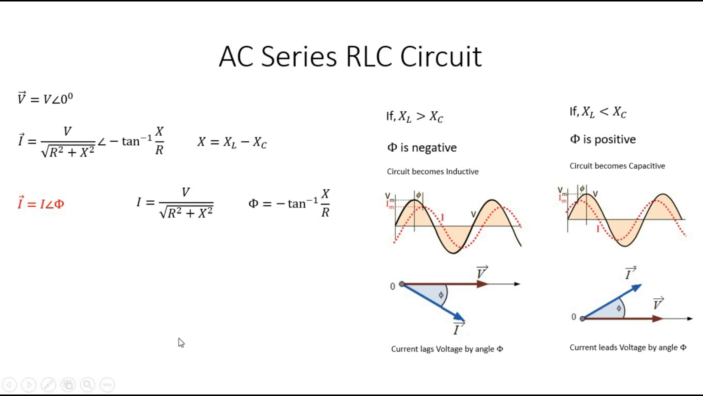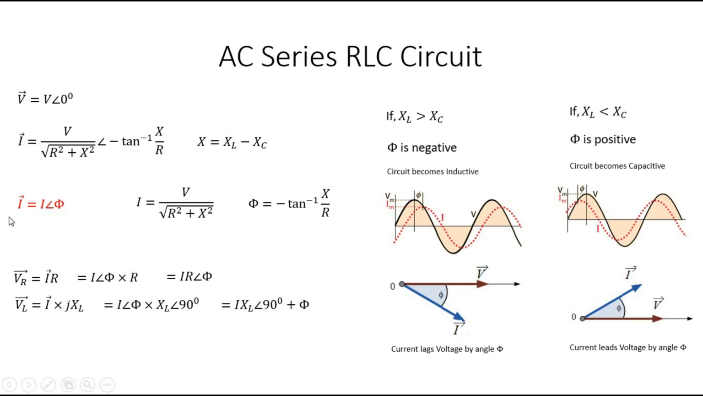And here also we can find the voltage across R, L and C. VR is equal to vector I into R, substituting I angle phi into R, so IR angle phi. The voltage across the resistor and the current will be in phase, the same angle. Then I into JXL will give the voltage across the inductor. In a similar way we can substitute the polar form as XL angle 90, so it becomes 90 plus phi, which means the angle between VL and I is 90. So VL will lead the current by 90 degrees.